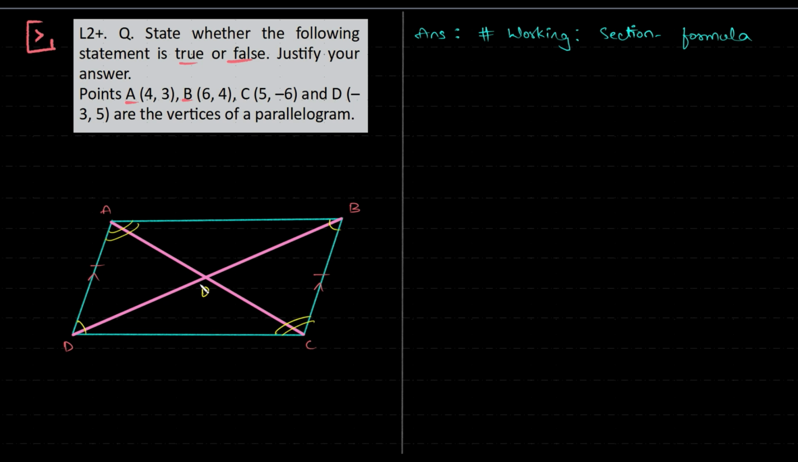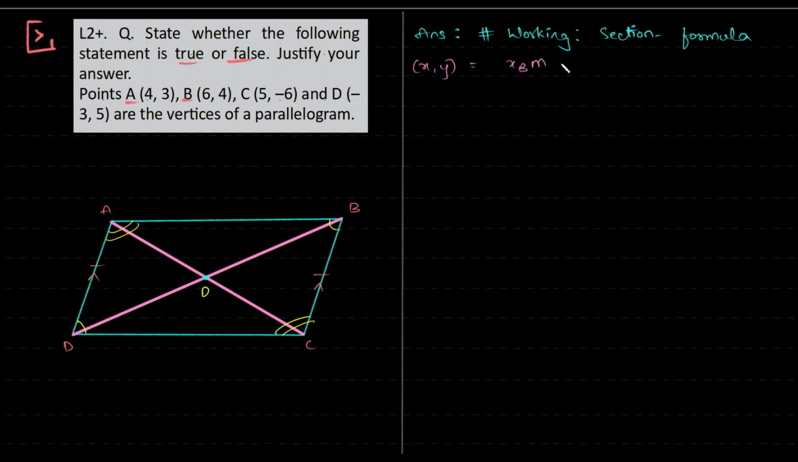We can make the opposite sides to be equal, then it's a parallelogram. Or we can make the diagonals bisect each other. Even that makes it a parallelogram. So using the section formula, if I figure out that the center of the diagonals AC and DB is one and the same, then it's a parallelogram, as simple as that. And that's why I'm making use of the section formula. As and when we do it, we'll be able to see the same.